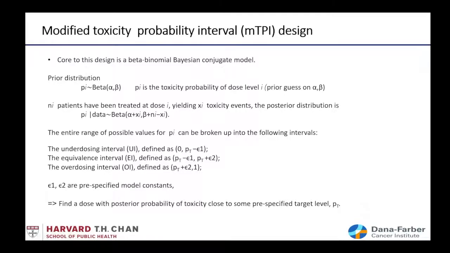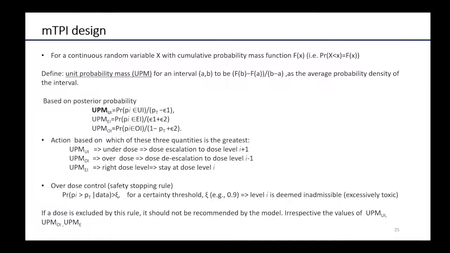I won't get into the technical details of this modified toxicity probability interval design. The idea is to calculate the posterior probability of three intervals: underdosing, right dosing, and overdosing. Which one has the highest probability? Then you make a decision from that. So I will skip those two parts of the technical details. If you want, we can always discuss after the training session.